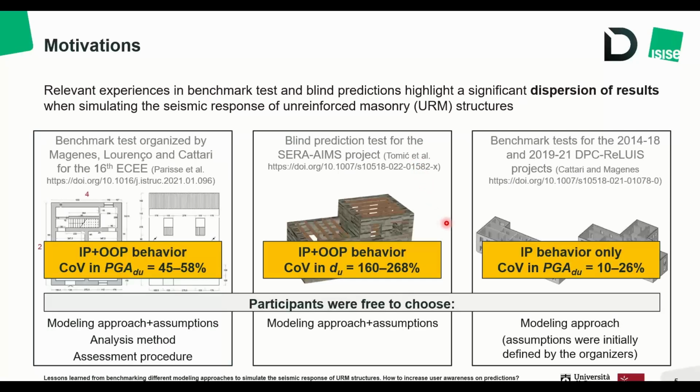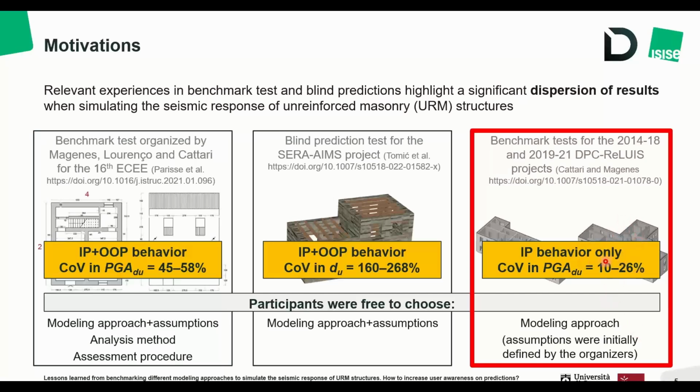But these very large dispersions were also due to the fact that in the first two exercises, the participants were free to choose not only the modeling approach, but also the assumptions. In the first benchmark test, participants also chose the analysis method and the assessment procedure. The framework in which the coefficients of variation are the smallest is the third benchmark test, for the 2014-18 and 2019-21 ReLUIS projects, again funded by the Department of Civil Protection of Italy, in which participants were only free to choose the modeling approach, while the assumptions were initially defined by the organizers. And this is also helpful when we have to understand the differences between the results.